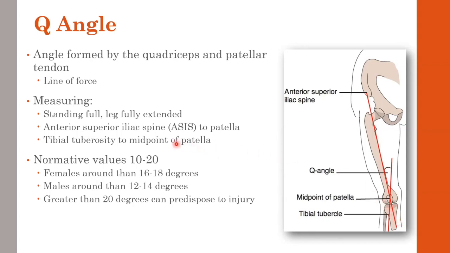Normal values range from 10 to 20 degrees. Females will have, on average, higher Q angles compared to males, and this is mainly due to females having wider pelvises. However, a Q angle greater than 20 degrees can predispose an individual to injuries, especially about the knee joint.